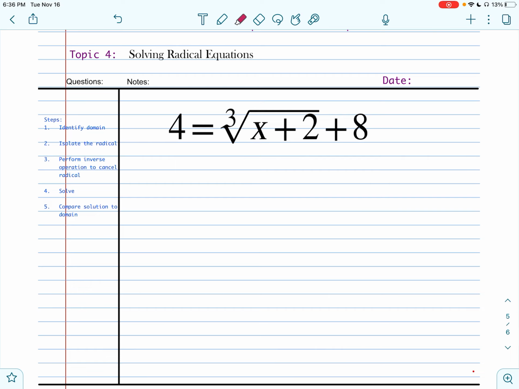All right, so identify the domain. I ask myself this, is it an even or an odd? Okay, and I put a little note there. This is an odd one, so any number can be my domain. I don't have restrictions for this one.